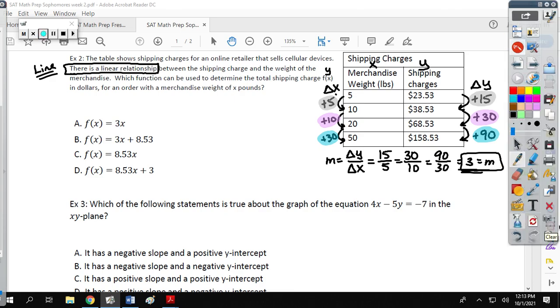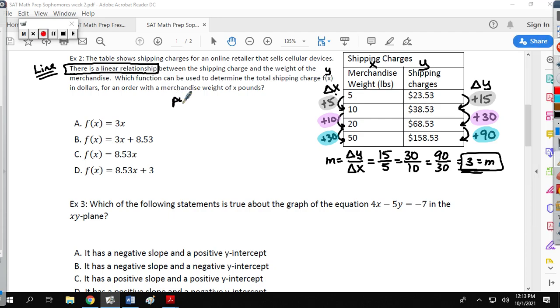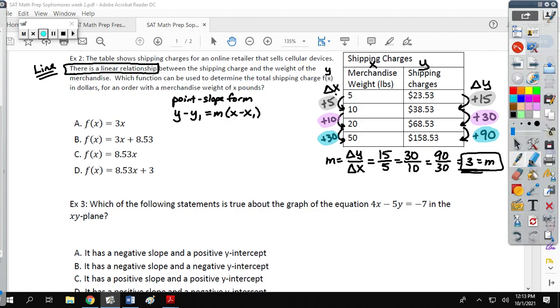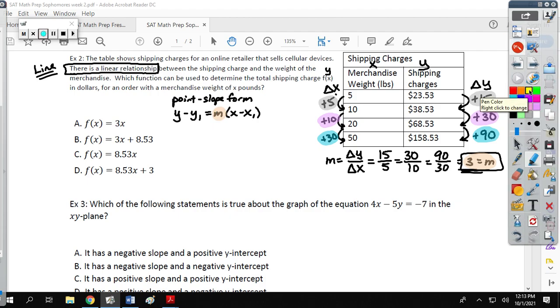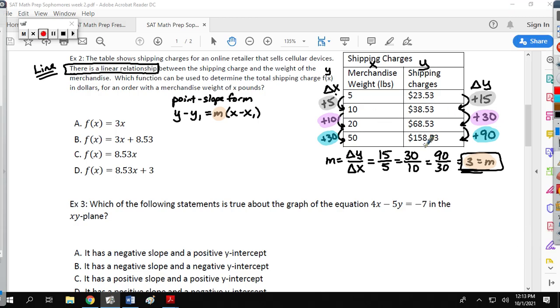Okay? Now we have a slope and we have a point. Now that we found slope, we have slope and point, so we should use point slope form. So that's y minus y1 equals m times x minus x1. The slope is 3, so that number goes in for slope. And the x1 and y1, we just need to pick any one of these points. It doesn't matter which one. So let's use the smallest one, okay?